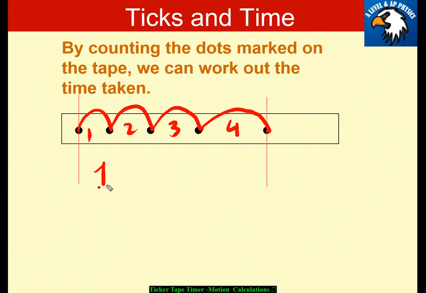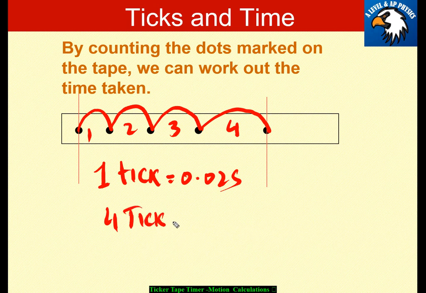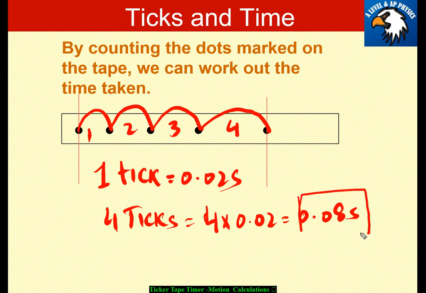And the time for one tick, we simply understand, one tick is equal to 0.02 second. How about 4 ticks? Now here we have 4 ticks, so it simply means we just need to multiply by 4. So what will we get? In this case, we will get 0.08 seconds. That's our answer, and this is the time. So this is how we can calculate time. If the tape is given to us, you just need to count how many ticks there are, and multiply by the time for one tick.